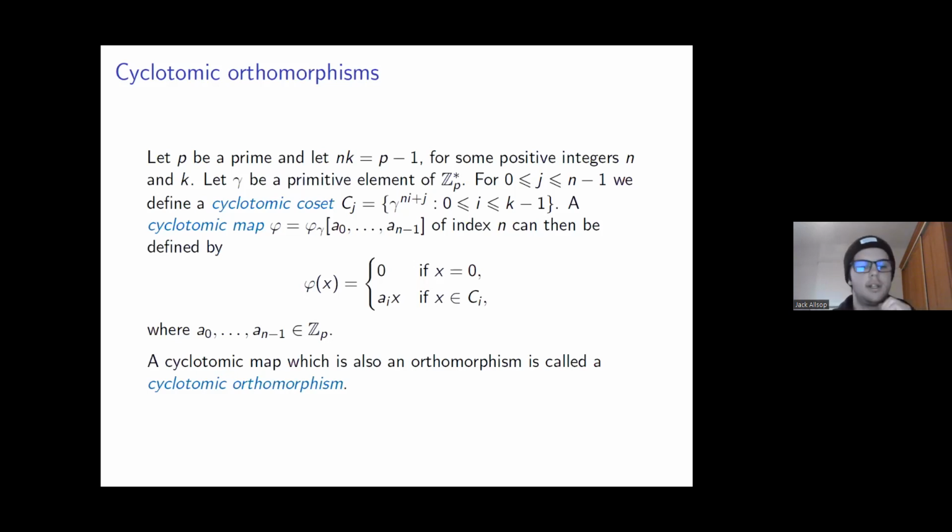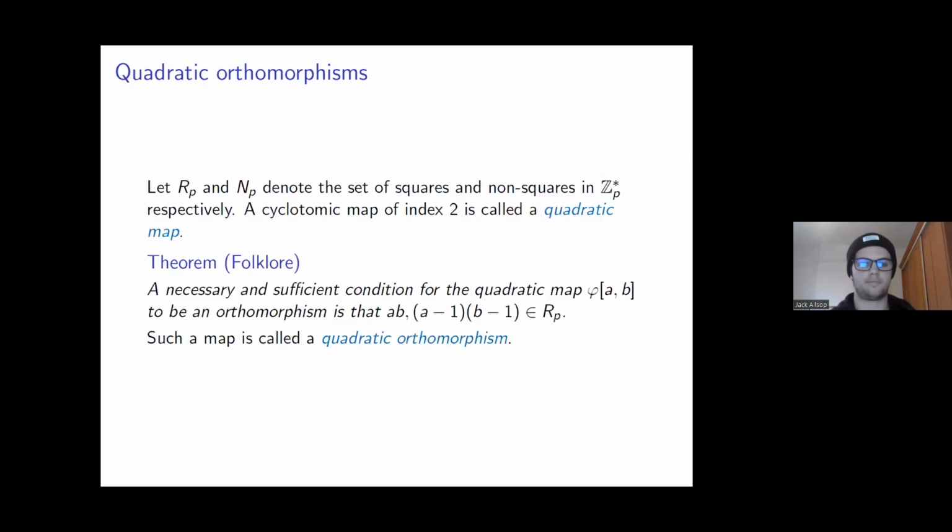And then taking n elements a0, a1 up to a(n-1) in Zp, you can define a cyclotomic map by mapping 0 to 0 and by mapping x to ai multiplied by x, where x is in the ith cyclotomic coset. And a cyclotomic map, which is also an orthomorphism, is called a cyclotomic orthomorphism. So let Rp and Np denote the set of squares and non-squares in Zp. Also, it's called the set of quadratic residues and quadratic non-residues.